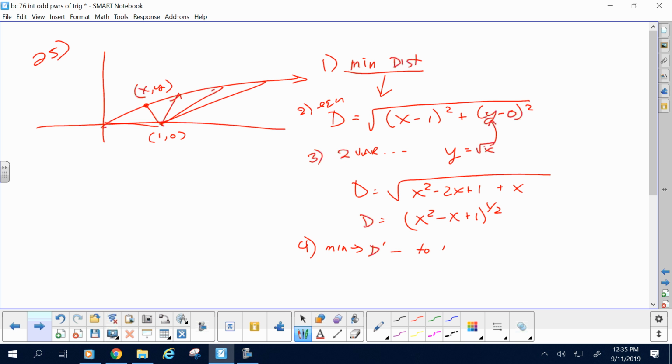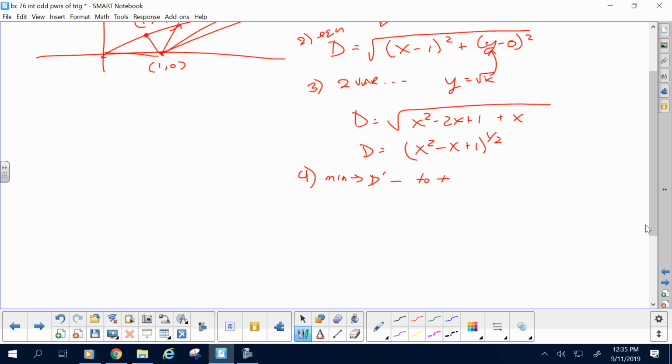Negative to positive for a min. Isn't that a minimum? Okay, so what is d prime? 1/2 times this thing to the -1/2. Are you down? Okay, times the derivative of the inside, 2x minus 1. Where is it 0 and where is it undefined? Are you tracking?